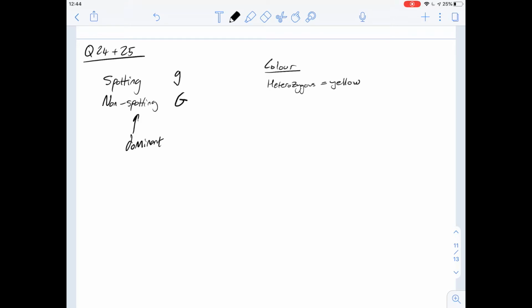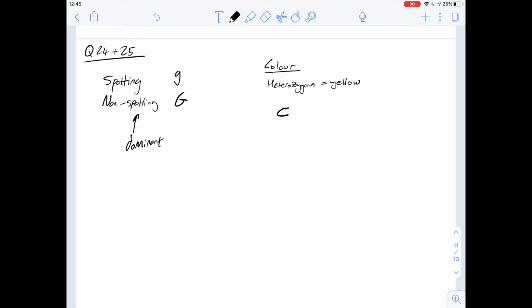The second gene is independent to the first and it controls the colour of the coat. We're told the heterozygous condition is yellow and homozygous yellow mice do not survive to birth. So that sentence tells us two things. If there's such thing as a homozygous yellow mouse, that means that yellow has to be the dominant characteristic. So we can use C for this allele.